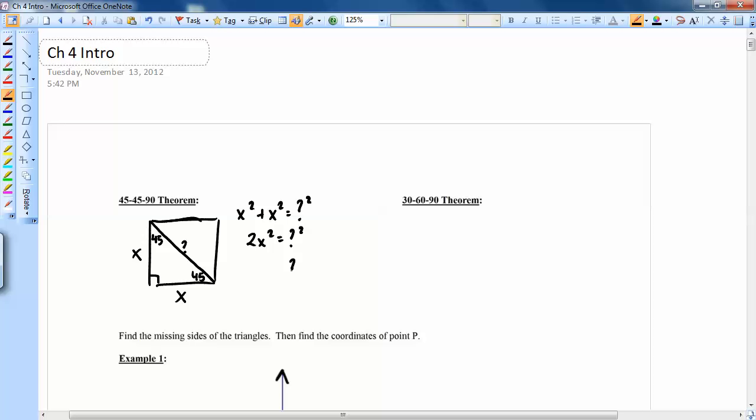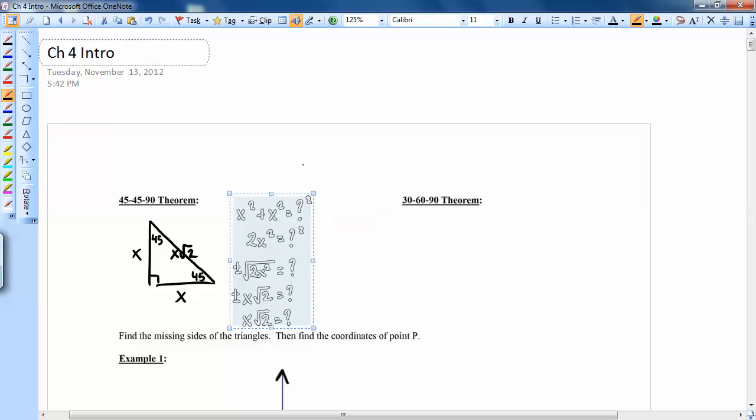When you take the square root, you get plus or minus the square root of 2x squared, and then the x squared can come out as a single x, so you get x root 2. Since it's a length, we're going to ignore the negative one, so it's just positive x root 2. So this right here is x root 2. Really you can forget about all the rest of this. The 45-45-90 theorem says if you've got a triangle with two 45s and a 90, then the two congruent sides are going to be x, and the hypotenuse is going to be x root 2. That's really all you need for that theorem.